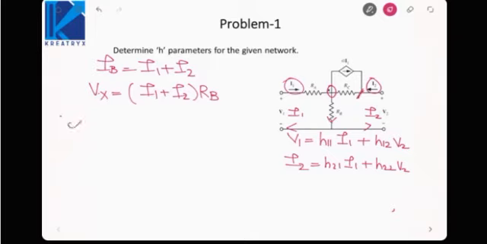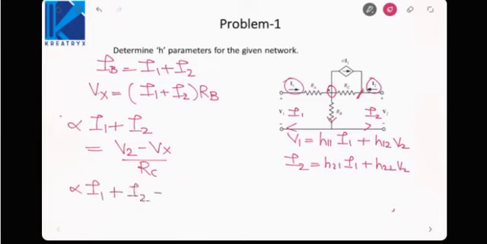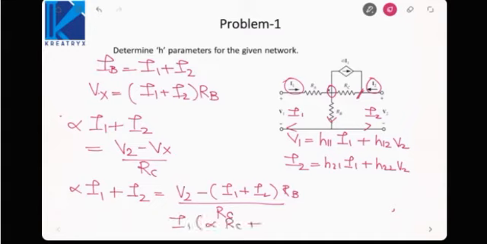Now let us apply KCL at this node. So in this node, the incoming current is alpha I1 and I2. What is the outgoing current? (V2 minus Vx) upon Rc. That is, alpha I1 plus I2 equals (V2 minus (I1 plus I2) Rb) divided by Rc. So if we collect the terms corresponding to each term, I1 will be (alpha Rc plus Rb), I2 will be (Rc plus Rb). That will be equal to V2.